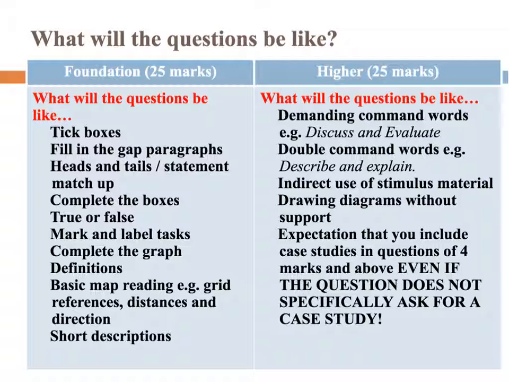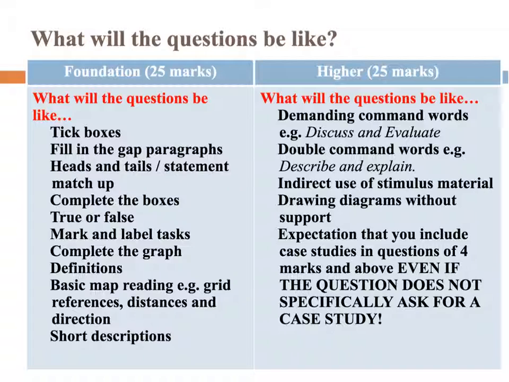So for example, that could be a sequence of diagrams showing how a waterfall forms and the students then need to put in the words in the sequence. True or false statements. Mark and label task. This is where a photograph or a diagram could be provided and the students then have to label it. They need to make sure that they have the arrowhead touching the feature and they use a ruler to do so. It could be a complete the graph, so a bar graph or a line graph. Some data is provided and they need to add it on.